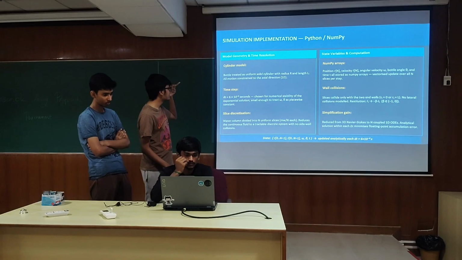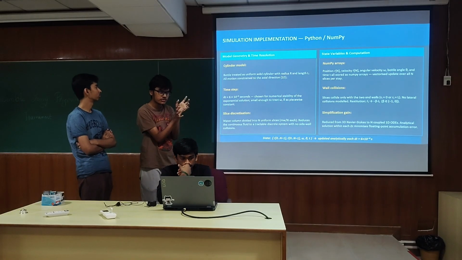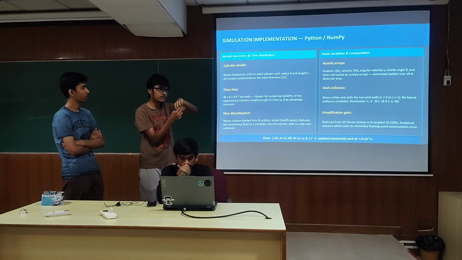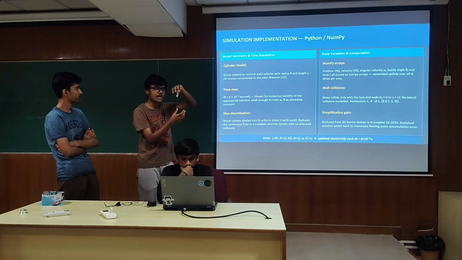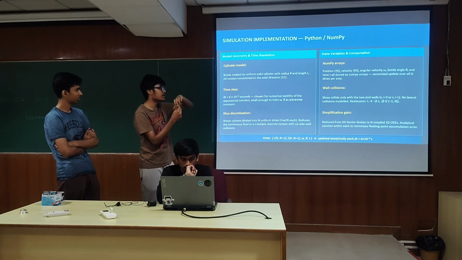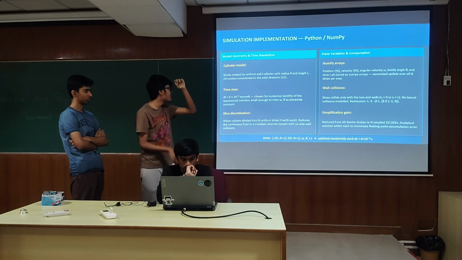For the simulation parameters, the bottle has a 2D kind of structure, but there's a 1D stick inside it that acts as the bottle's axis for the mass to go in.